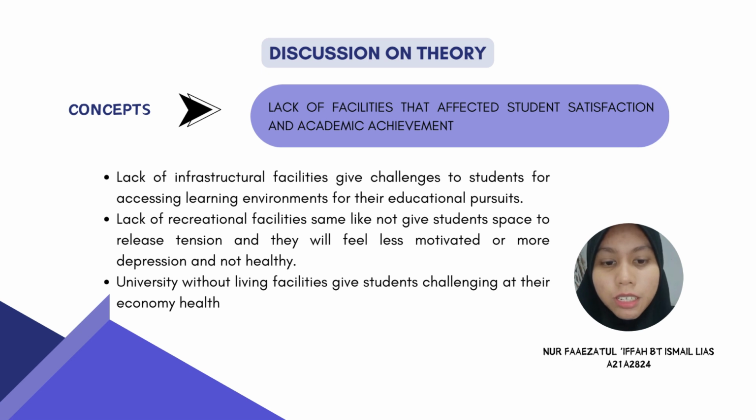Second is limited recreational facilities. If there is a lack of these facilities, it is like not giving students space to release tension, and they will feel less motivated, more depressed and not healthy. It is closely related to the concept of affecting student satisfaction. Lastly is living facilities. A university without living facilities gives students economic challenges and makes students stressed to continue study because of lack of money.